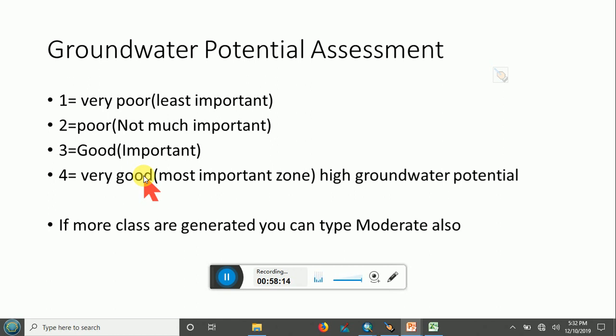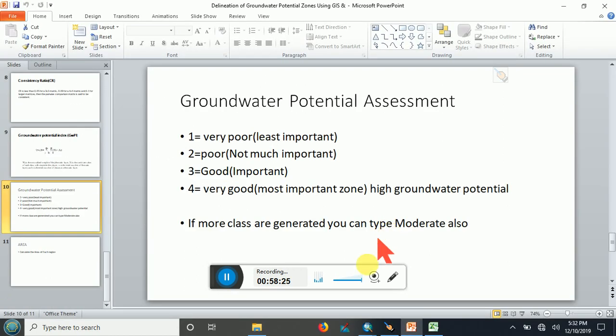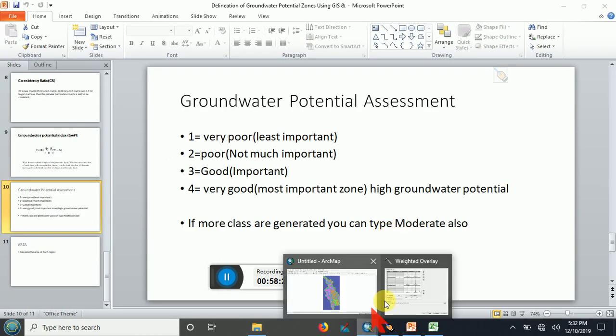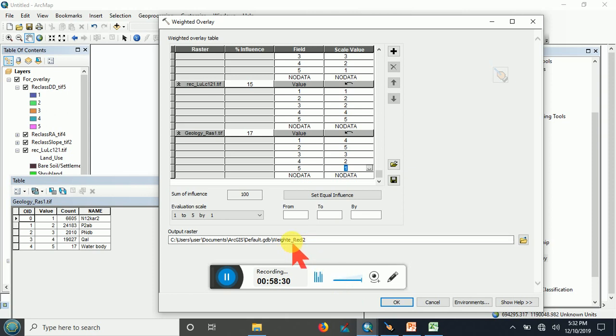In that case, we will have a high groundwater potential zone. And if you have more classes, like 5, we can assume that we also have a moderate groundwater potential zone. So let me do that. Let me save it with the file name groundwater potential zones. So I can click on OK.